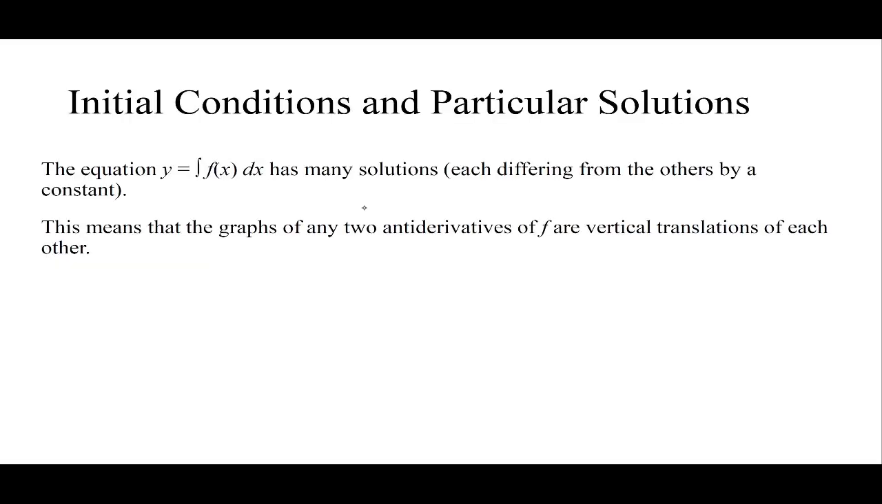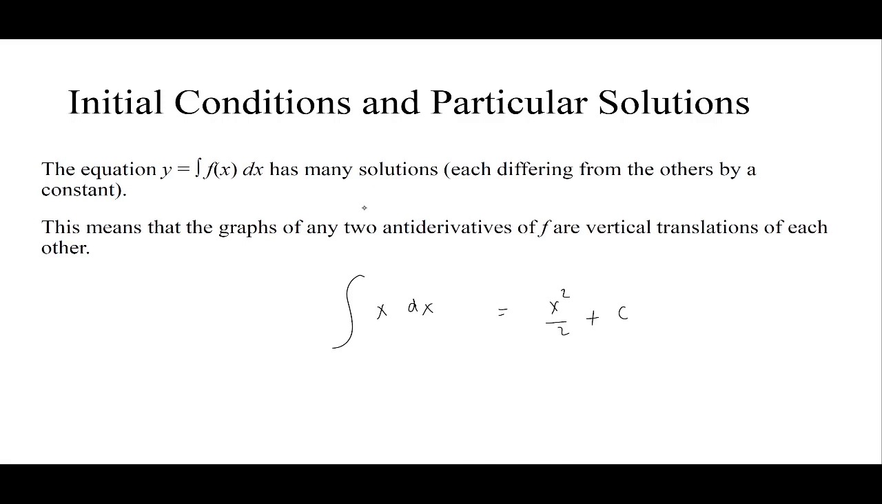Initial condition and particular solution. Let's say you have an integration of some function f of x. It might have many solutions. For example, the integration of x dx could be x squared over 2 plus c, that's the constant here. It could be c equals 1, 2, 3, 4, 5, so you could have infinitely many solutions.